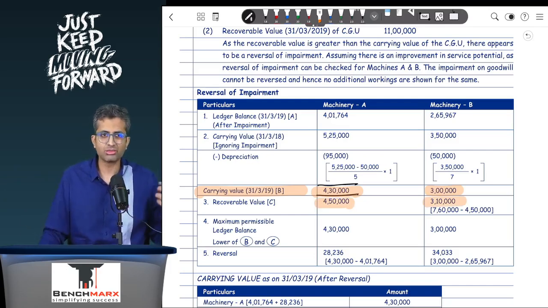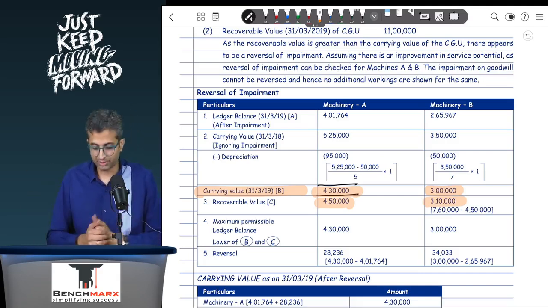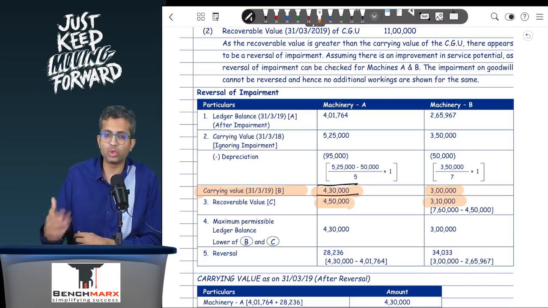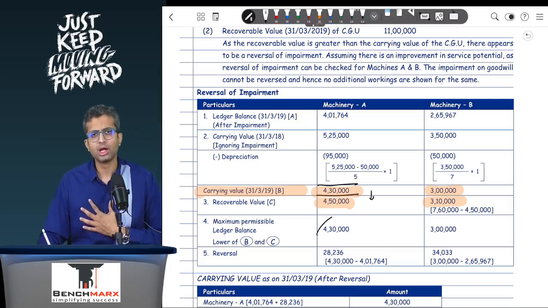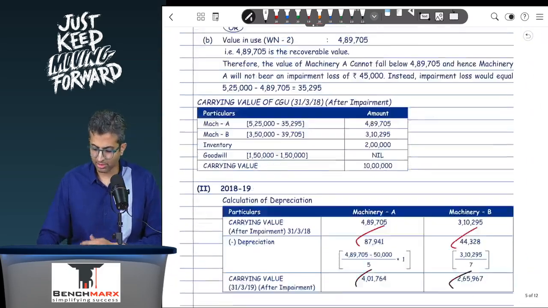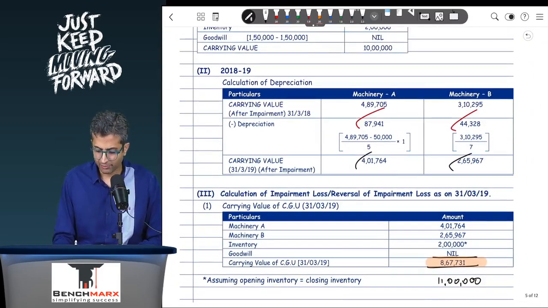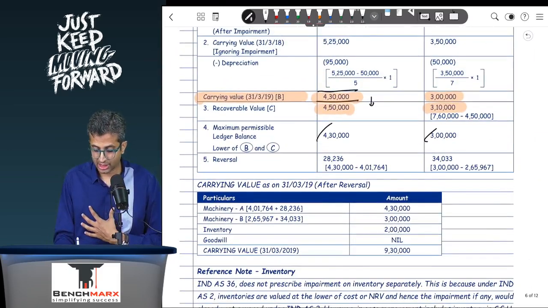You can say that your asset, that is A, is capable of giving you 4,50,000, but had there been no impairment, you would still be at 4,30,000. So you'll select whichever is lower, and hence the carrying value, had there been no impairment, would have been 4,30,000. Again, for machinery B, you will take 3,10,000 or 3,00,000, whichever is lower, that is 3 lakhs. But what is your actual ledger balance? Sir, my actual ledger balance is 4,01,000 and 2,65,000, and hence is there a possible reversal?